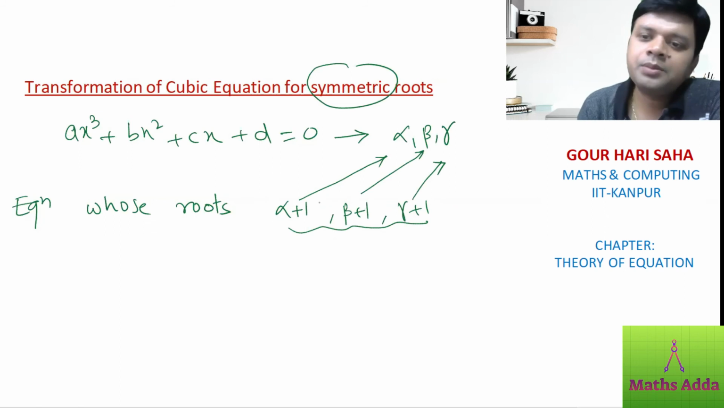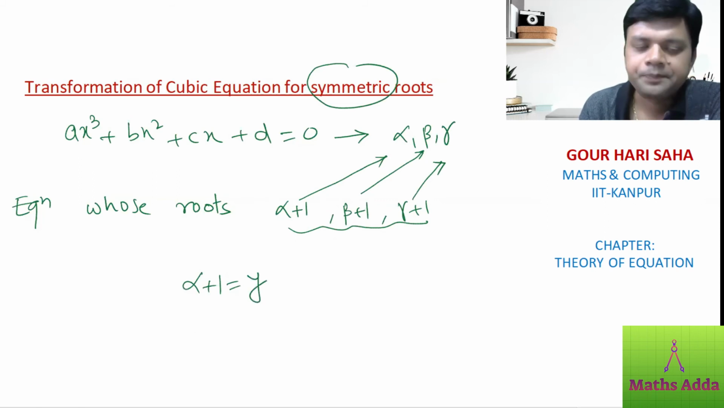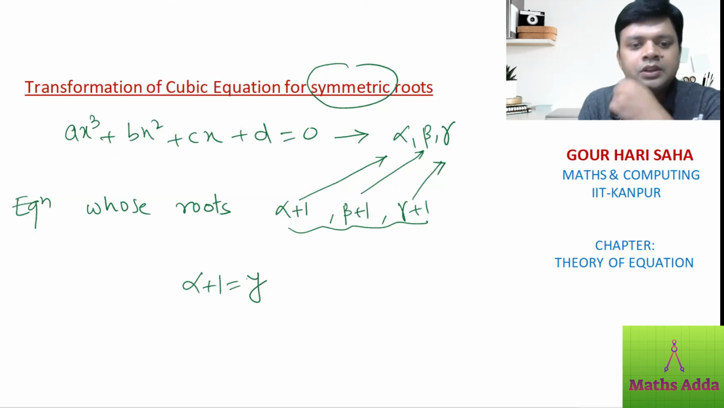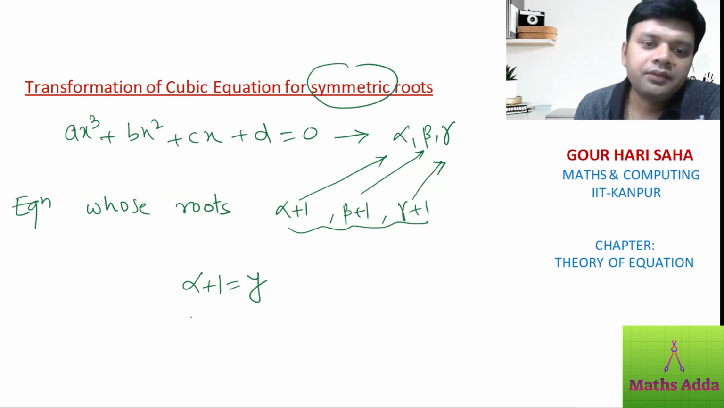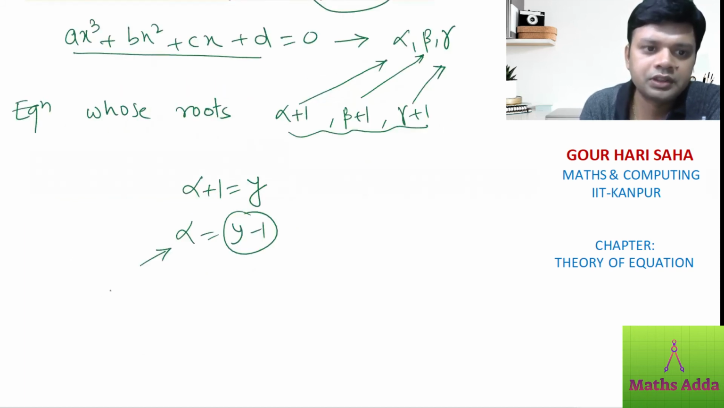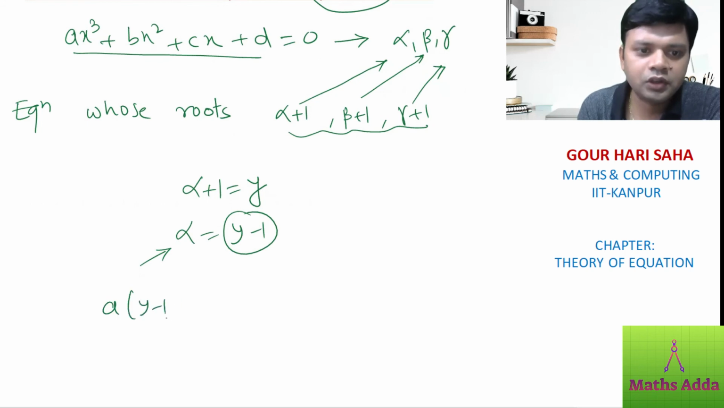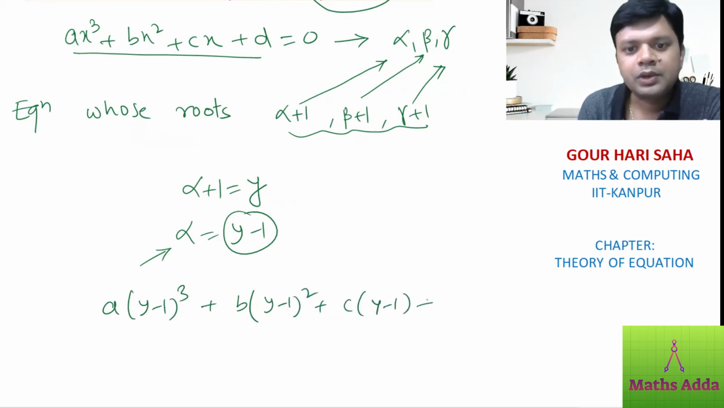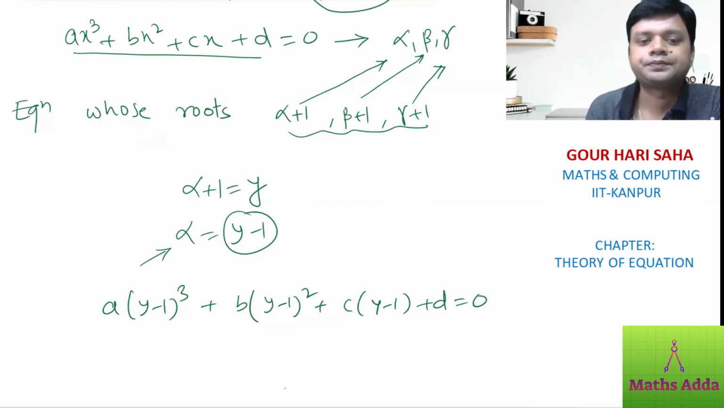So what I will do, we have done the same thing in quadratic, so the idea is exactly the same. You assume alpha plus 1 is equal to y, right? So y is the root because it is alpha plus 1. Now alpha is equal to y minus 1, and what we know about alpha, alpha is a root of this one, so it will satisfy it. So put alpha in place of x everywhere. So it is a times y minus 1 cube, plus b times y minus 1 square, plus c times y minus 1, plus d equal to 0, right?